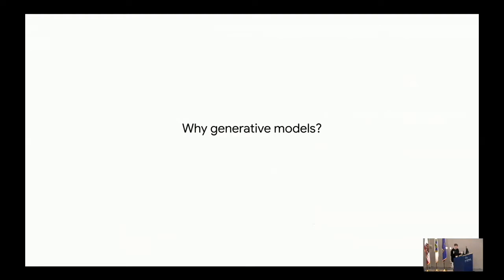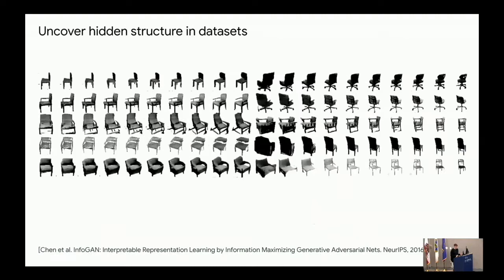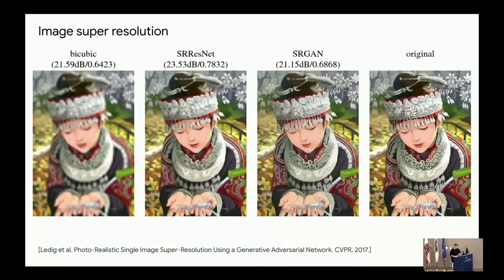Just to motivate this a little bit, why do we care about generative models? There are a lot of different reasons. First, generative models are really good at helping to uncover hidden structures in data sets. This is an example of a paper that came out a couple of years ago called InfoGAN, and they learned a generative model. In this case, they trained the generative model on these little chair images, but in a purely unsupervised way, the model was able to uncover really high-level factors like the chair pose and the chair structure and the chair width and things like this. This image here shows synthesized images that are varying along these different factors of variation.